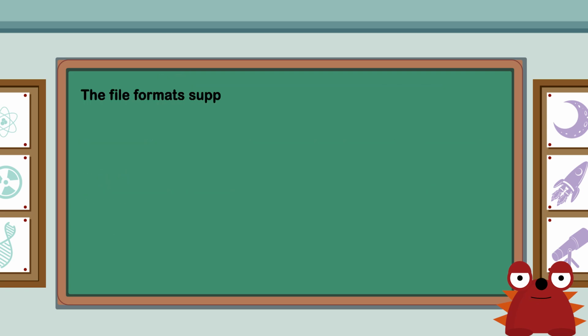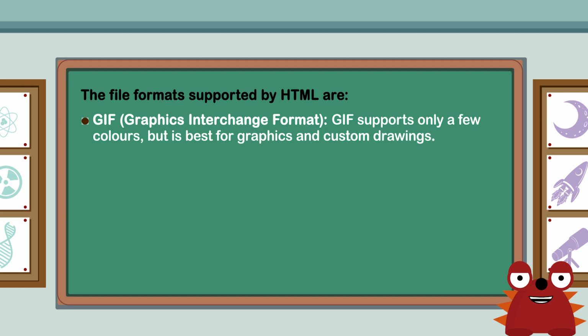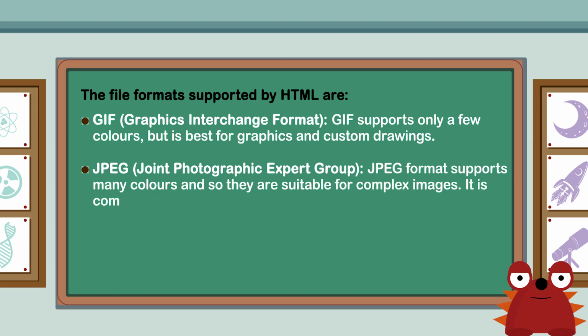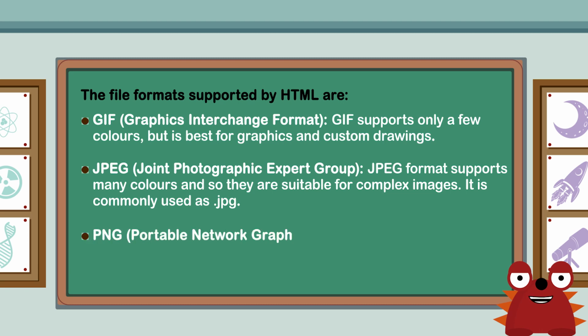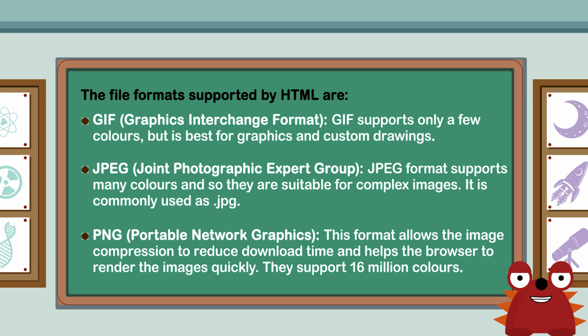The file formats supported by HTML are GIFs or Graphics Interchange Format. It supports only a few colors but is best for graphics and custom drawings. It also supports JPEG or Joint Photographic Expert Group, which is a format that supports many colors and so they are suitable for complex images. It is commonly used as JPEG. Lastly is PNG or Portable Network Graphics. This format allows image compression to reduce download time and helps the browser to render the images quickly. They support 16 million colors.